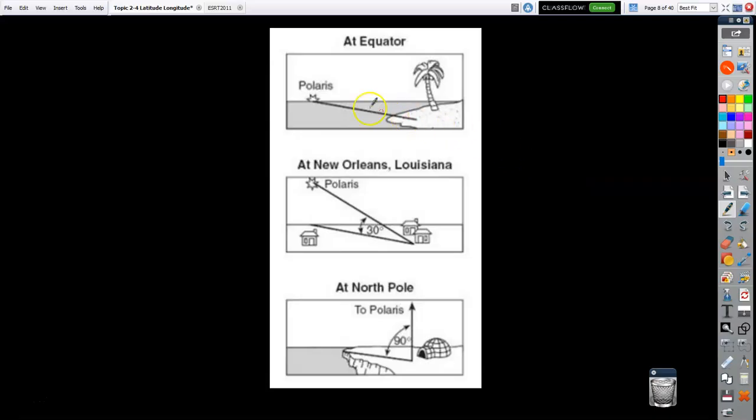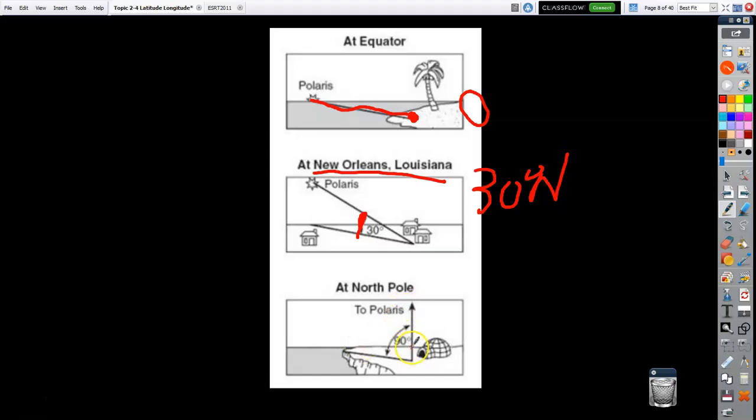Same thing here. So again, if you're standing at the equator, you'd be here on this island on the beach, and you're looking, Polaris is right on the horizon. That's 0 degrees. This person is in New Orleans, Louisiana, which would also be the same as Jacksonville, Florida. So northern Florida, New Orleans, Polaris is at a 30-degree angle, so you're standing at 30 degrees north.